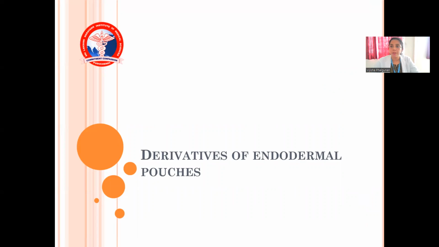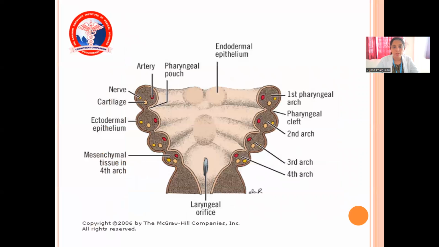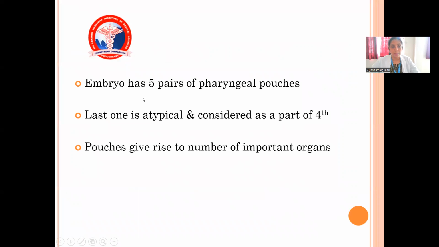Now the derivatives of endodermal pouches. It is quite easy and very interesting. Okay. Endodermal pouches, where are we going to see? These are the endoderm. Okay. So this endodermal layer will get dipped between the arches. Hence you call it endodermal pouches. Okay. The embryo has 5 pairs of pharyngeal pouches. The last one is atypical and considered as a part of the fourth. Pouches give rise to a number of important organs.